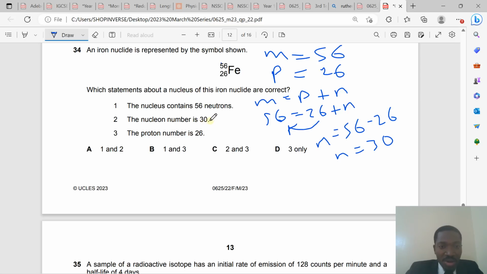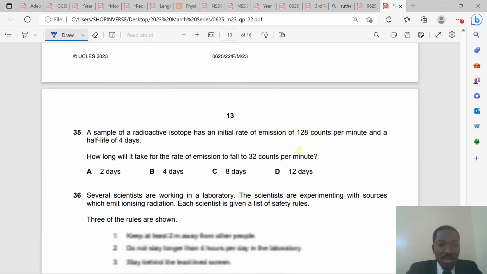No. Why? Because the nucleon number refers to what? It refers to the mass number of the element. Number 3, the proton number is 26. Of course, proton number is the atomic number of the element. That is correct. So only 3 is correct, which is D. Number 34 is D. That's correct.